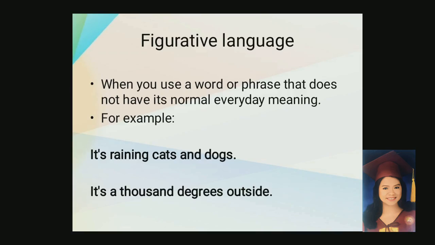Another example is it's 1,000 degrees outside. When you think about it, 1,000 degrees feels like we are on a burning planet, right? So it's 1,000 degrees outside simply means it's very hot outside.